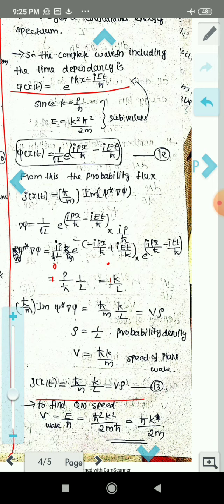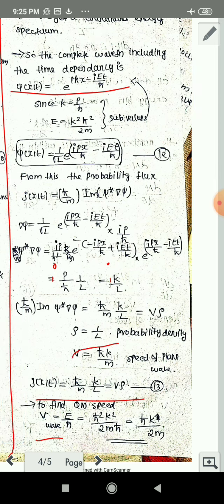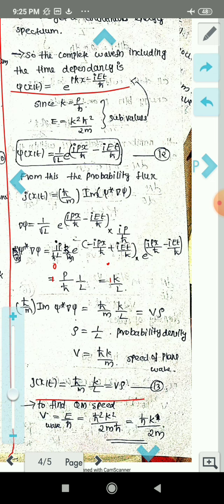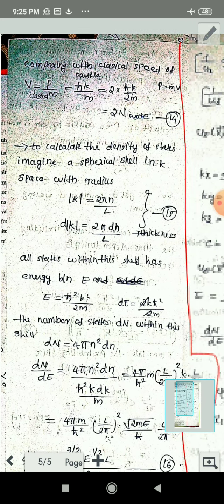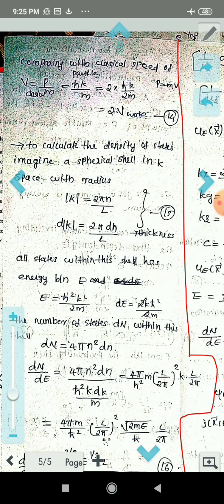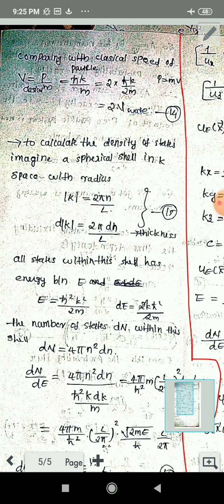Now we want to find the quantum mechanical speed of the wave. Okay, it is denoted as v suffix wave, which is equal to E by h cut k. So E is equal to h cut square k square divided by 2m, divided by h cut k, will become h cut k by 2m. This is the quantum mechanical speed of the wave. Okay, that is we already substituted there. So h cut k by 2m is the quantum mechanical speed of the wave.